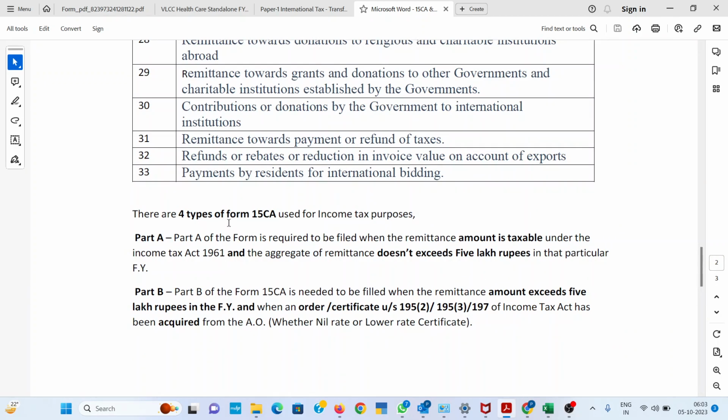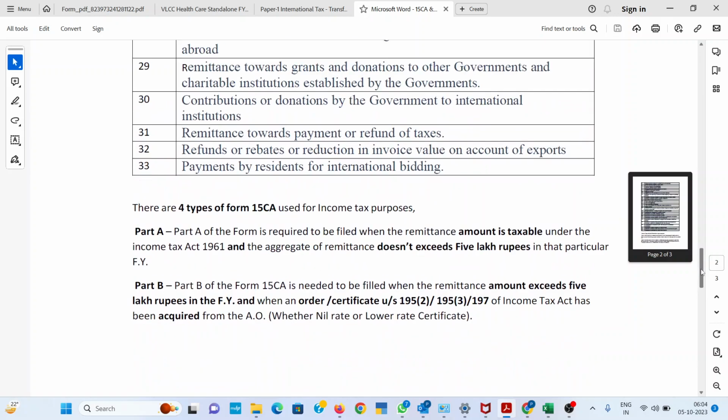Form 15CA is to be filled by yourself, and 15CB is to be filled by a practicing chartered accountant. There are four parts of Form 15CA: Part A, Part B, Part C, and Part D. Part A is required in case your remittance does not exceed 5 lakh rupees, and in case it exceeds 5 lakh rupees, then Part B and Part C may be required.